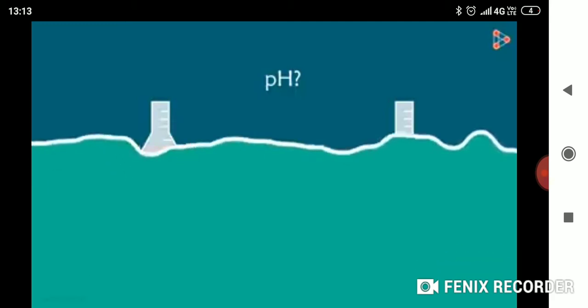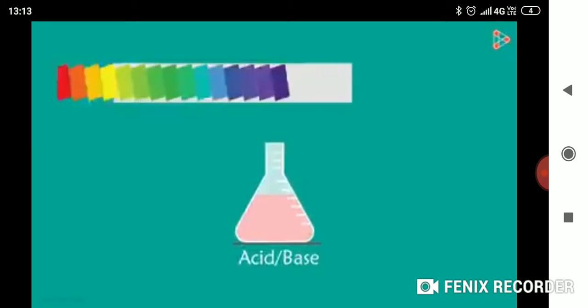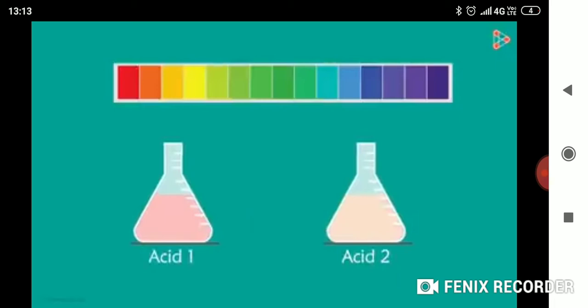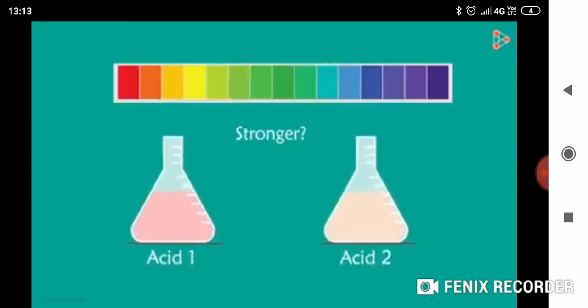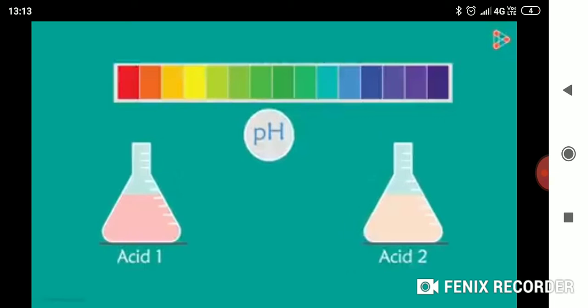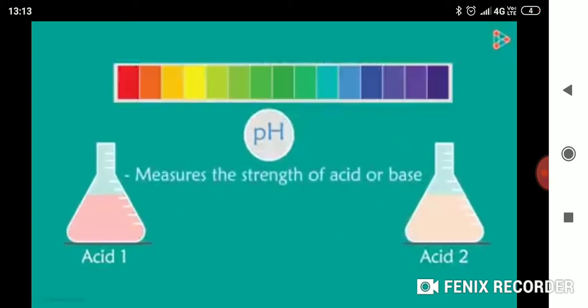Okay, let's start with the basics. How do we identify if a substance is an acid or a base? That's right, we use an indicator. But given two acidic solutions, how do we know which one is stronger amongst them? How can we judge how strong an acid or a base is? And that's what pH helps us with. It gives us the measure of the strength of acids or bases. How does it do that?